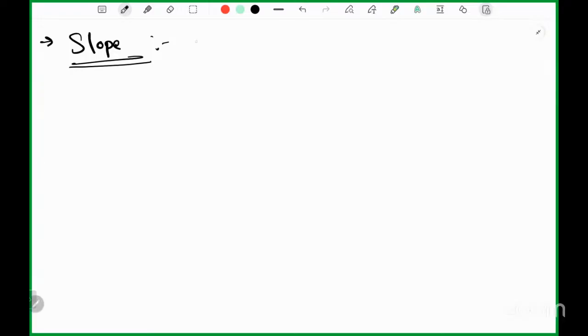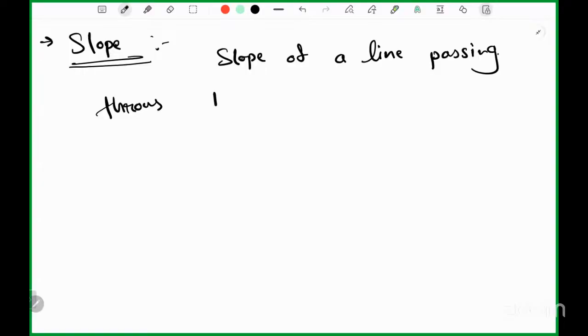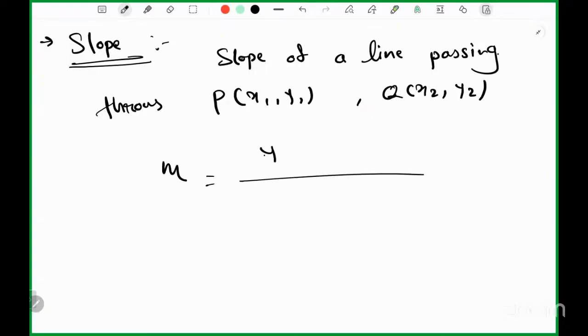Slope of a line is usually denoted by the letter m. So if you have a line passing through 2 points, suppose point P with coordinates x1, y1 and Q with x2, y2, then the slope m of this line is given by y2 minus y1, which is the change in y, upon x2 minus x1, which is the change in x. So this is the definition of slope. Slope means change in y upon change in x.